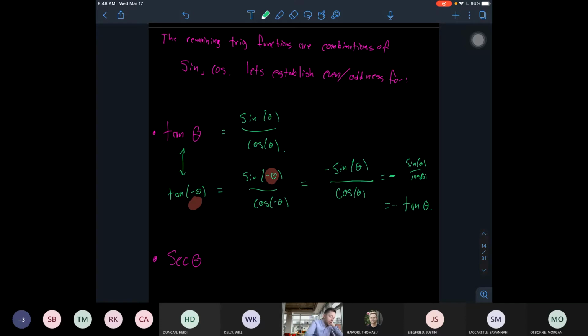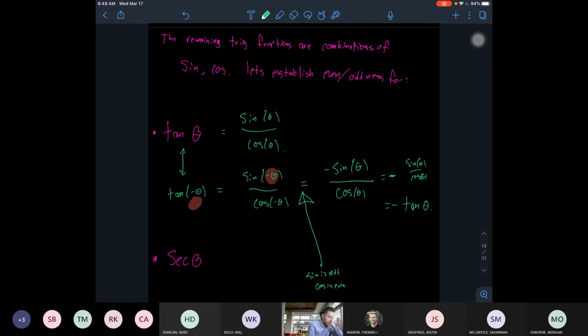Really, the main legwork here was in going from the left to the right side of this equals sign. That was where I used that sine is odd, and cosine is even. I used those two properties to express the sine of negative theta as negative sine of theta. And then I used the property that cosine is even to express cosine of negative theta as being the same as cosine of theta. So this was where the legwork happened, and then I just factored out that negative sign and rewrote a little bit.